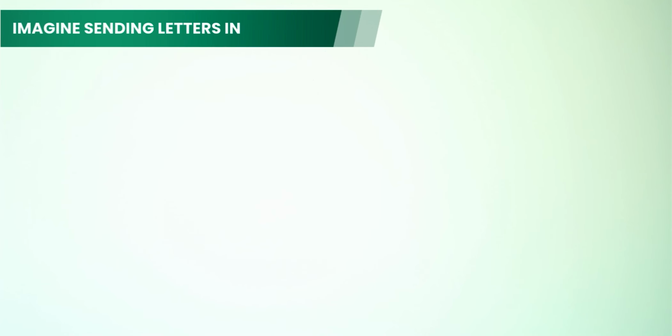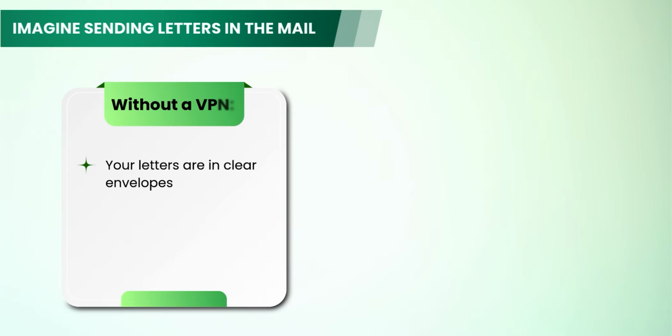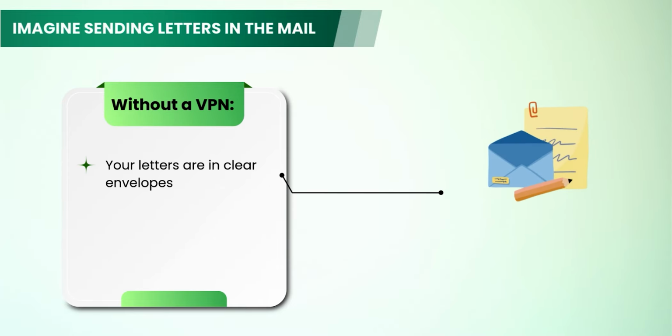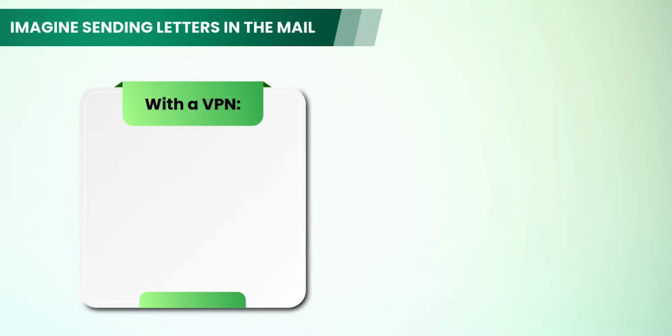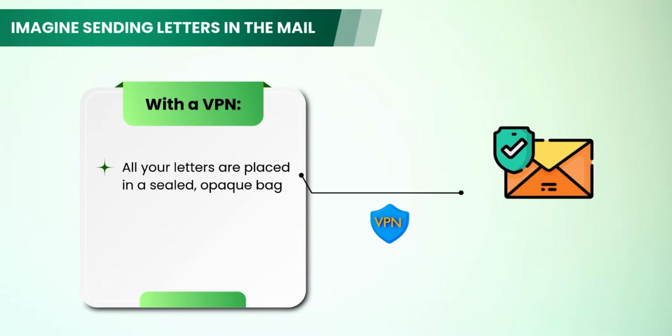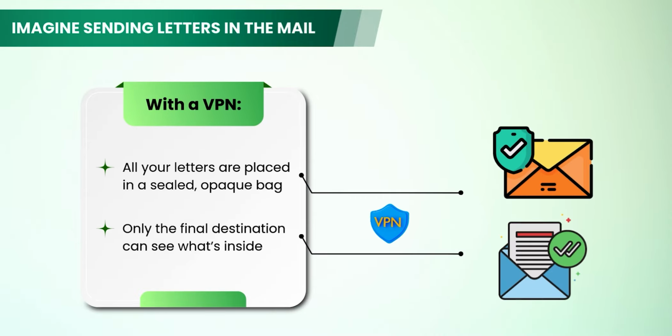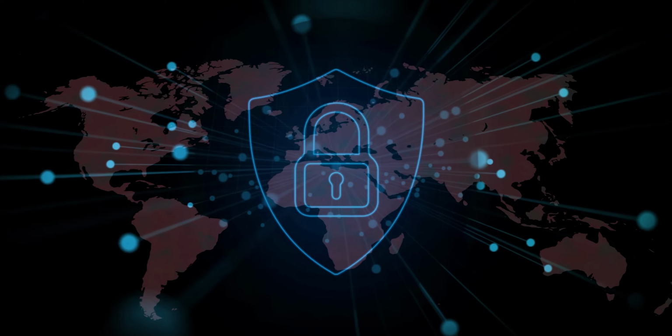Imagine sending letters in the mail. Without a VPN, your letters are in clear envelopes. Anyone who handles them can read them. With a VPN, all your letters are placed in a sealed, opaque bag. Only the final destination can see what's inside. That's what a VPN does for your internet traffic.